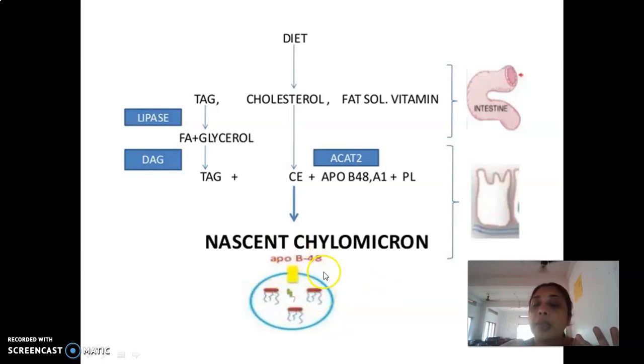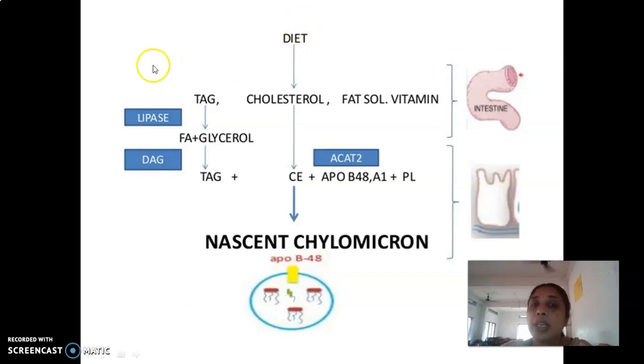That is, ApoB48 can be synthesized only by intestinal cells or enterocytes. All the other proteins can be synthesized by the liver, and apart from the liver, intestinal cells, brain cells, etc., can synthesize all the other proteins, but ApoB48 can be synthesized only by the enterocytes, right?